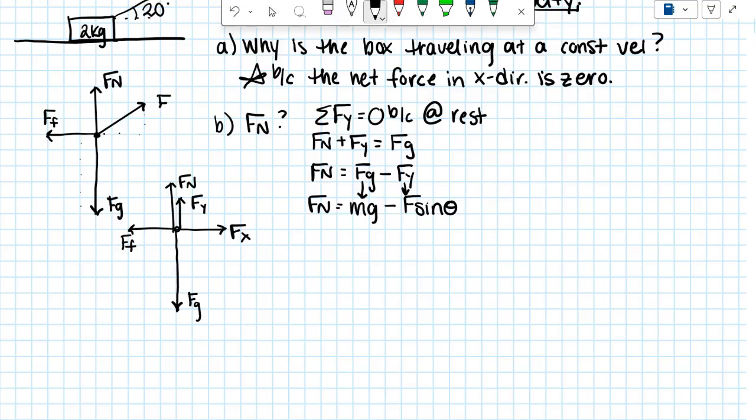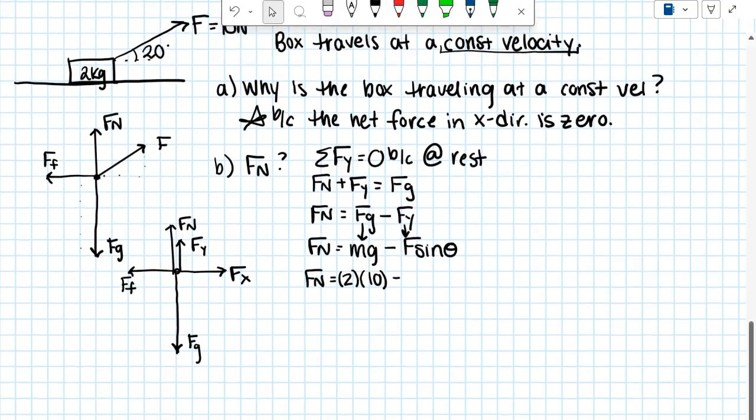So if I was deriving an equation for my normal force, this would be my final answer. But I do have numbers, so I can substitute in and solve. My mass was 2 kilograms. Gravitational field strength, I will round to 10. My force is 10 newtons times the sine of my angle, 20. So 2 times 10 is 20. 10 sine 20 is 3.4. So my normal force is 16.6 newtons. All right.